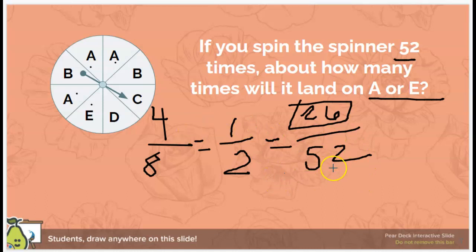Or you could cross multiply and divide. 52 times 1 is 52. Divide by 2, and you'd still get 26. So about how many times is it going to land on A or E? 26 times. Right? 1, 2, 3, 4. Okay. I'm always double checking my work.